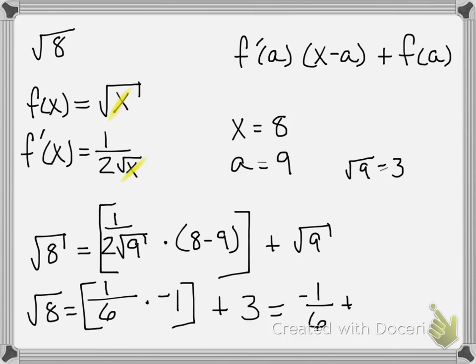So that's going to be 18 over 6 minus 1 over 6, which is 17 over 6, or 17/6. Whenever you actually plug that into a calculator, you get 2.83.